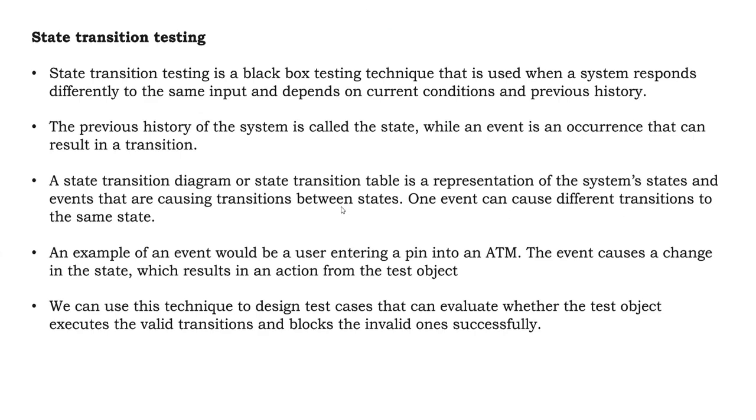Okay, let's think about an example. An event would be a user entering a PIN into an ATM. The event causes a change in the state, right, which results in an action from the test object. For example, you are going to the ATM and you wanted to withdraw some money. So you entered the PIN and then selected some option. So there is a transition, right? From one page to another page, there is a transition based on your input.